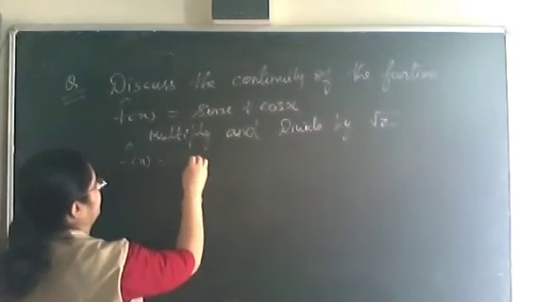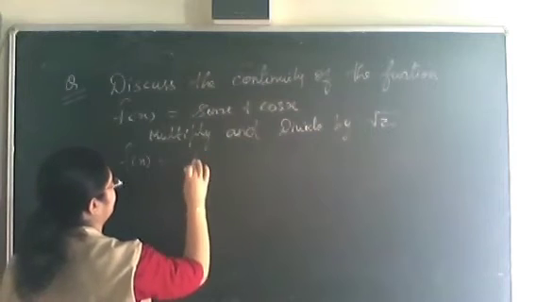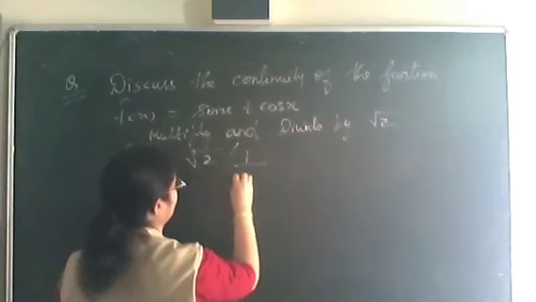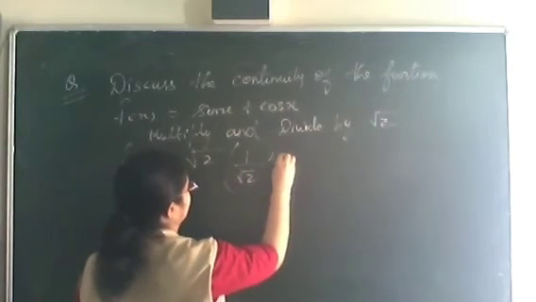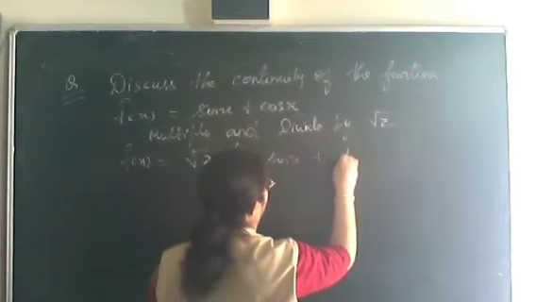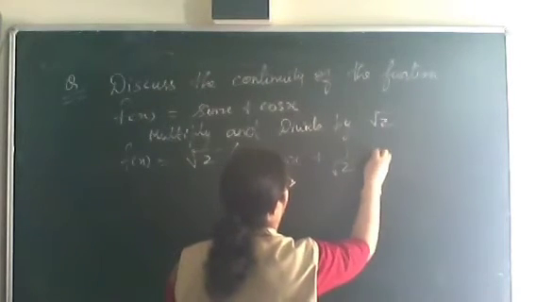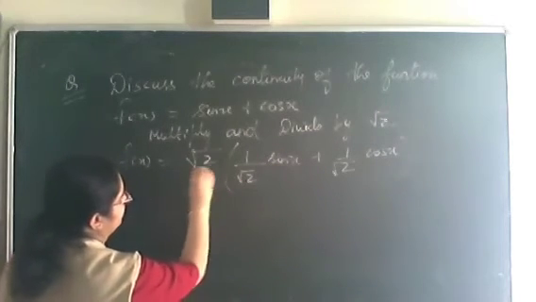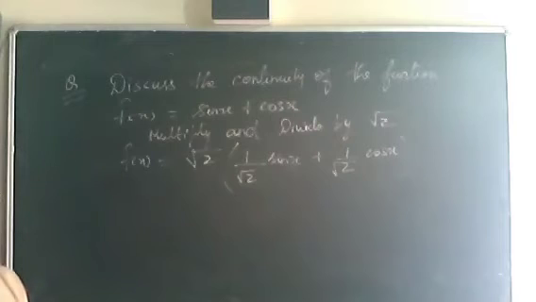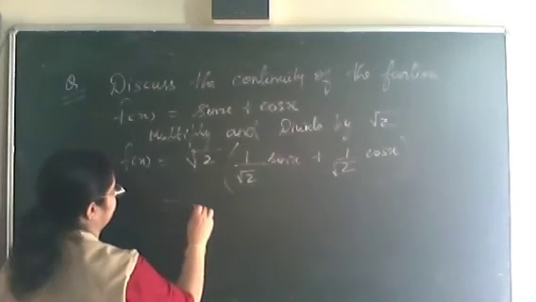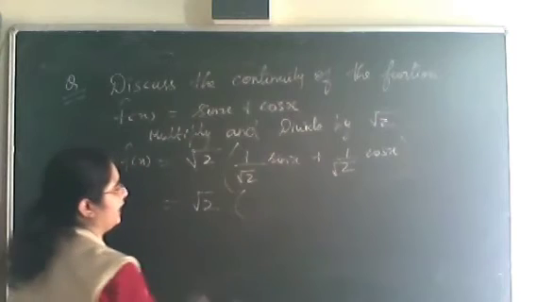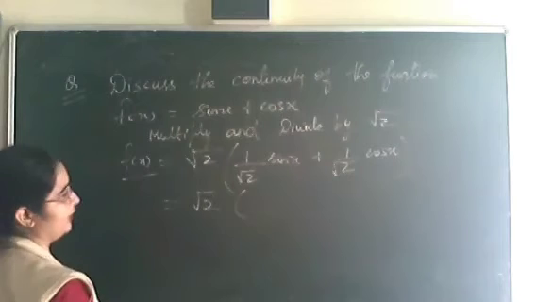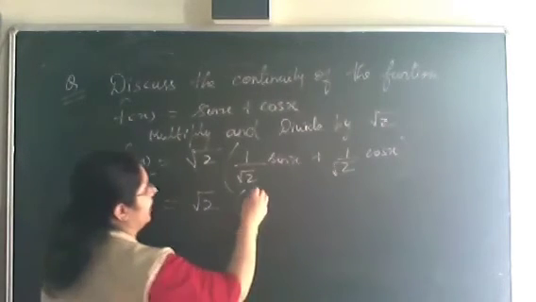f(x) is equal to root 2 times 1 by root 2 sin x plus 1 by root 2 cos x. Can we write this way? This 1 by root 2 will be common. Root 2 is outside. Root 2 by root 2 will be 1. So we have written this way. Root 2 will remain outside itself. We are not calculating the limit right now. We are just simplifying the function itself.